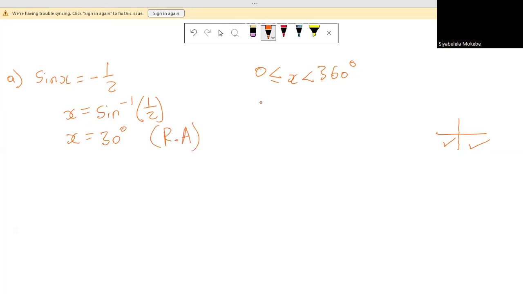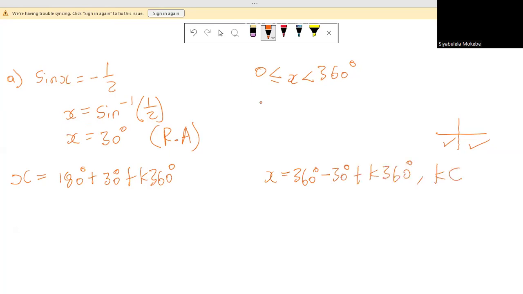As soon as you find your reference angle, you then say, okay, I have x equals, because I'm dealing with the quadrant where sine is negative, that is going to be 180 plus my reference angle plus k 360 degrees. And you also have 360 degrees minus the reference angle plus k 360, where k is an element of integers. So why k 360? Because that's the normal period of a sine function, right?